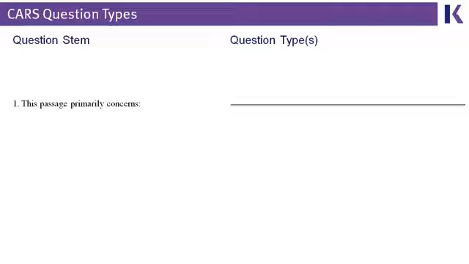Starting off with number 1, we see that it says, this passage primarily concerns. This one ends up being a main idea question. Remember that for main idea questions, the easiest way to tackle one of these is to take a look at your passage outline and look at the goal that you wrote down for the passage, because that generally is what the answer to a main idea question will cover.